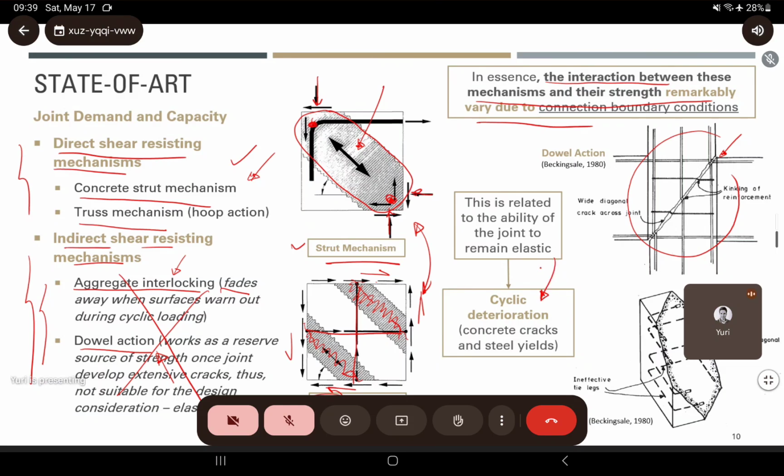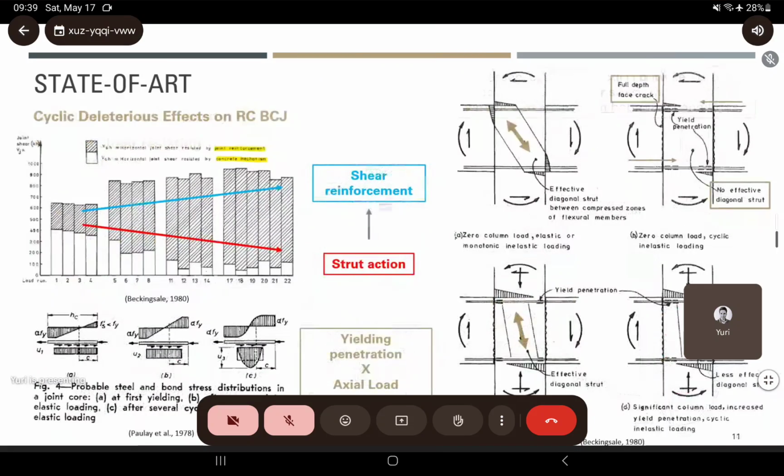Due to cyclic deterioration of concrete or the steel rebars. Okay. And these steel rebars are just like the design of beams for shear. They are supposed to be connected so they can try to close the diagonal crack that will form whenever you have the failure of the joint.